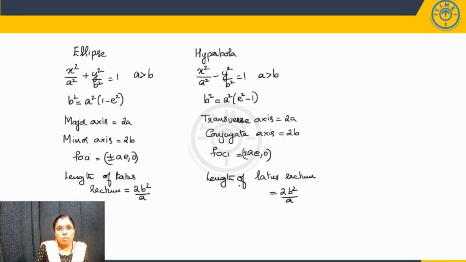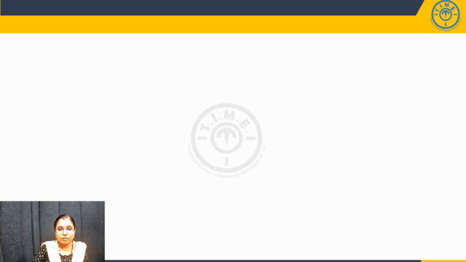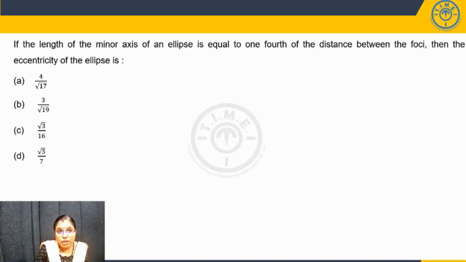So let's work out problems based on ellipse as well as hyperbola. So this is our first question. This appeared in JEE Mains. If the length of the minor axis of an ellipse is equal to 1/4 of the distance between the foci, then the eccentricity of the ellipse.